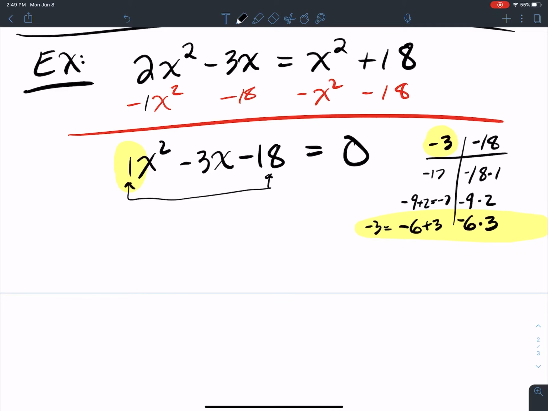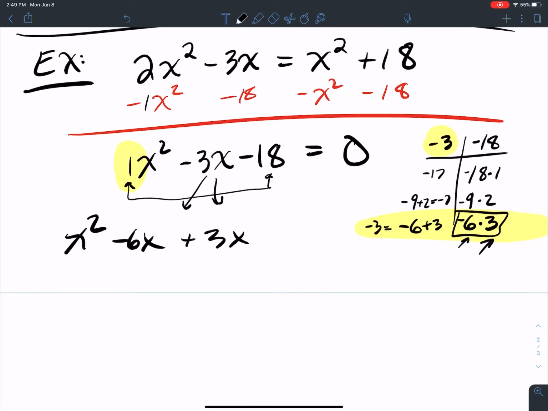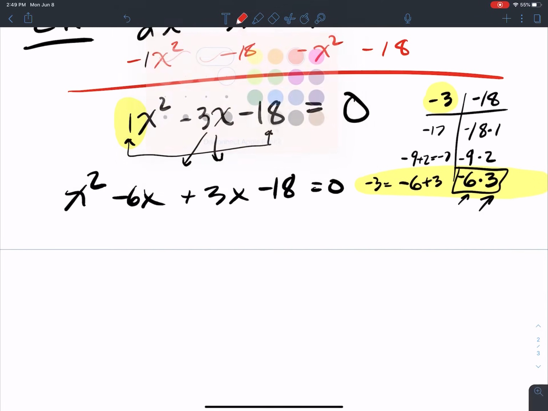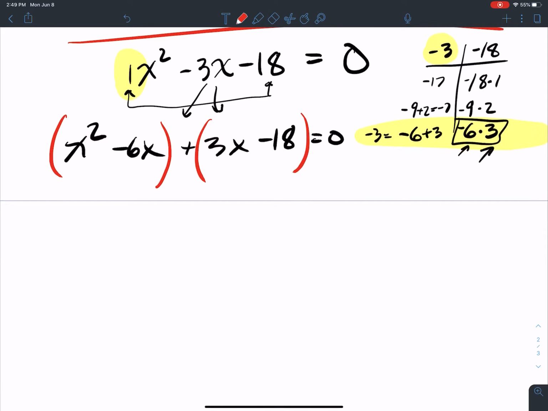That's what I'm looking for. So those are my numbers I'm going to split this piece up into. So I have x squared, and then this gets split up into a minus 6x and a plus 3x, and then a minus 18 equal to 0. So now that I have 4 terms, I'm going to factor by grouping. I'm going to group the first two, group the second two, make sure there's a plus in the middle. We're good. If you didn't have a plus in the middle, you just move the parentheses over and then put it in there, right? If it was a negative.